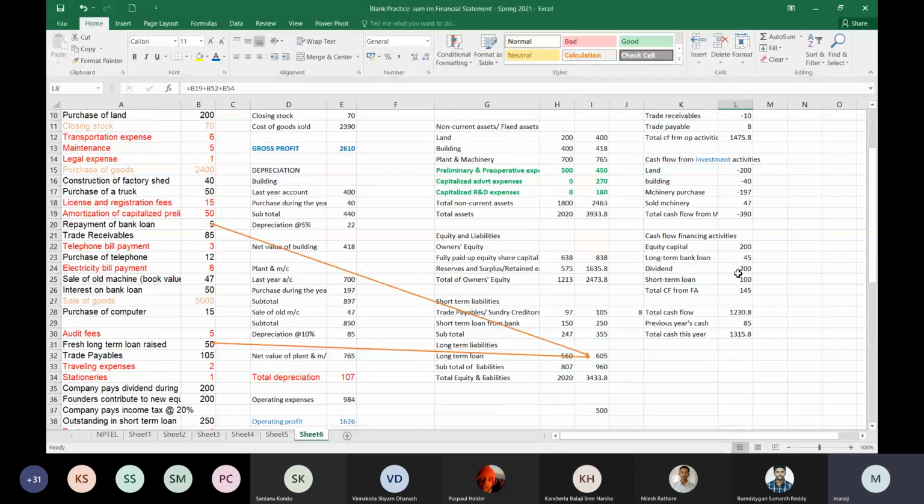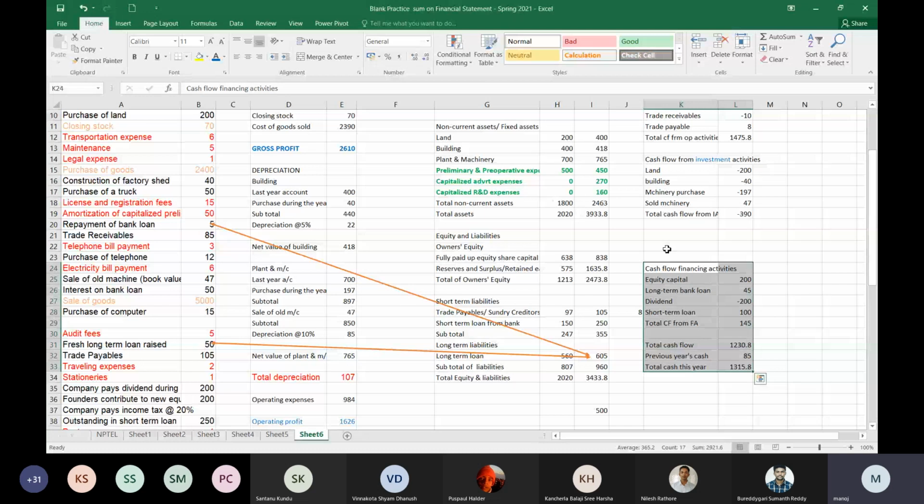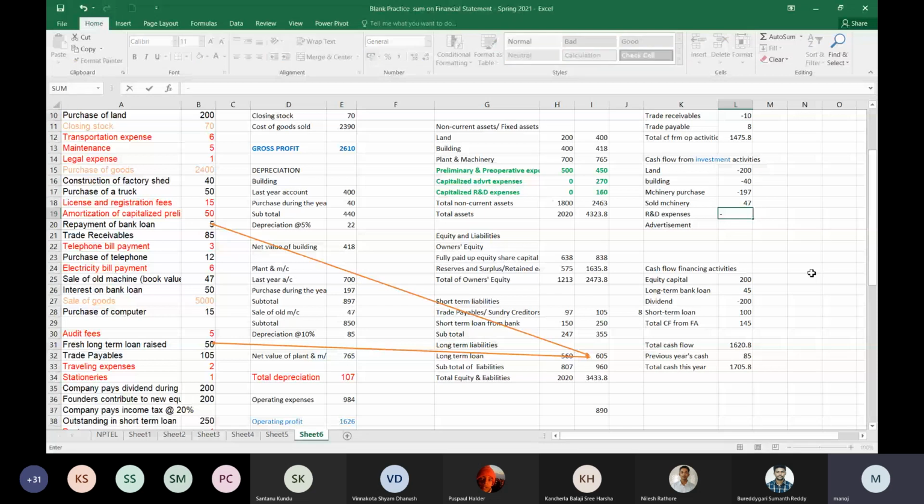See, this is in investment activity. In investment activity, good that this mistake happened. In investment activity, this also should go. We have invested in R&D expenses. We have also invested in advertisement, and we have not shown that as expense. So the full amount should come here as negative money.